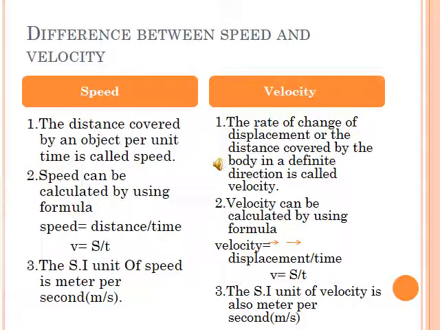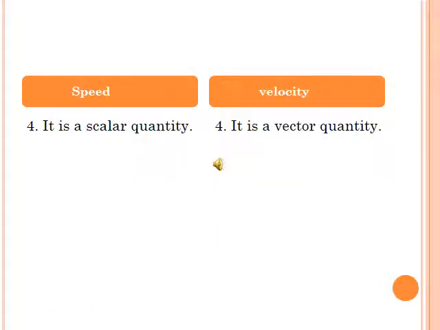The SI unit of speed is meter per second and the SI unit of velocity is also meter per second. Speed is a scalar quantity and velocity is a vector quantity.